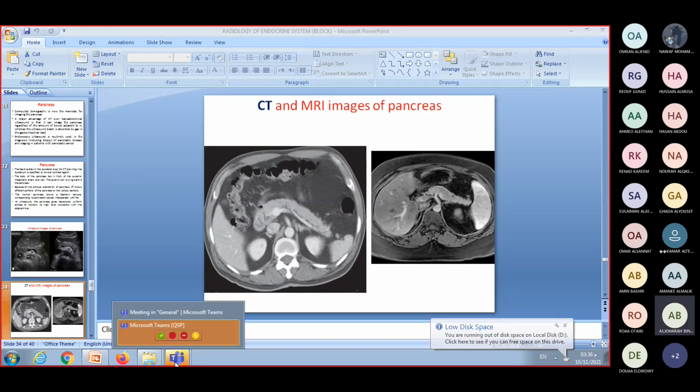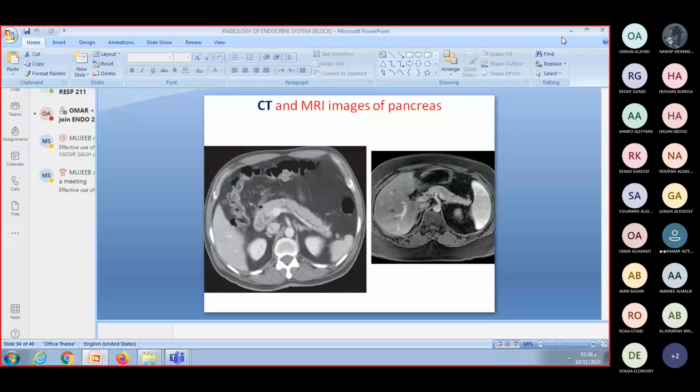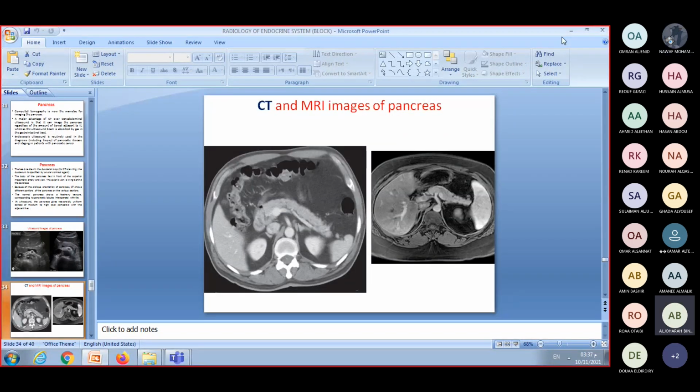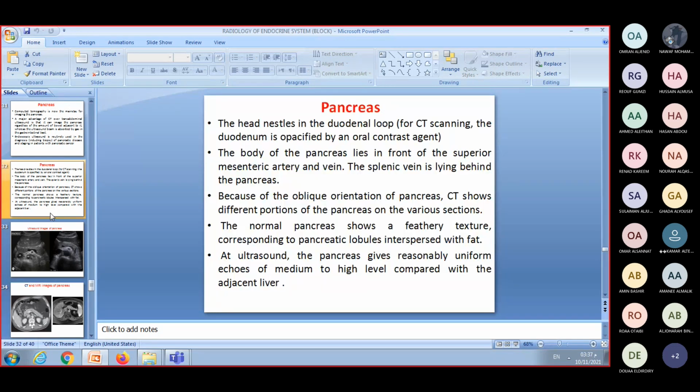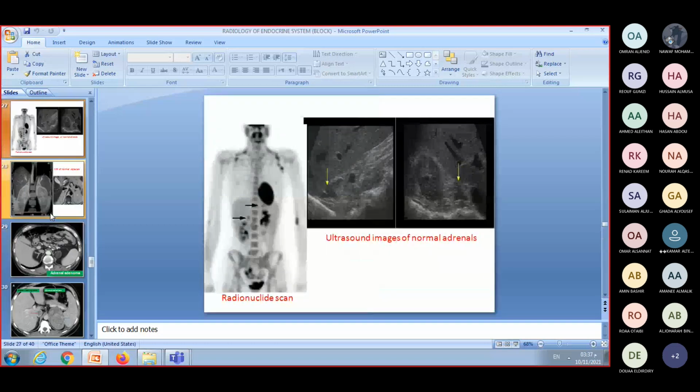Any more questions? Doctor, I have a question, please. Go ahead. In case of goiter, doctor, thyroid gland, which modality should I use? In case of goiter, enlargement of the thyroid.